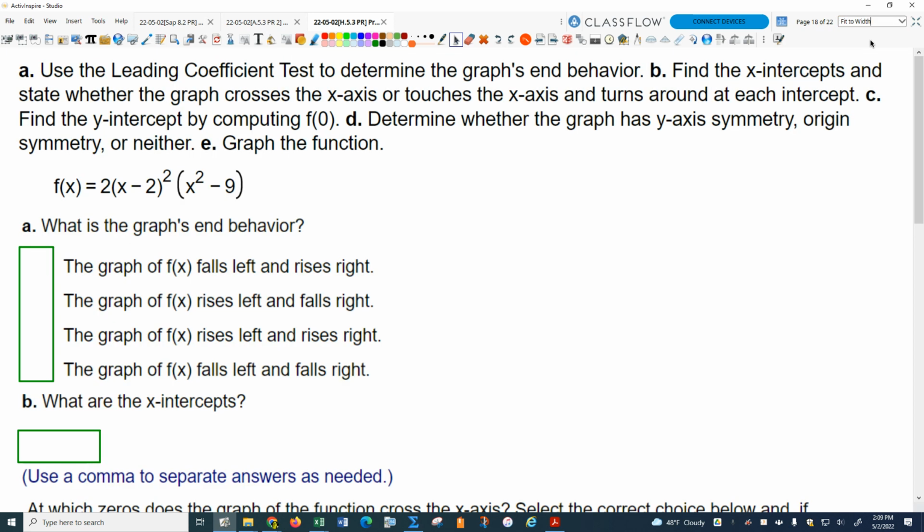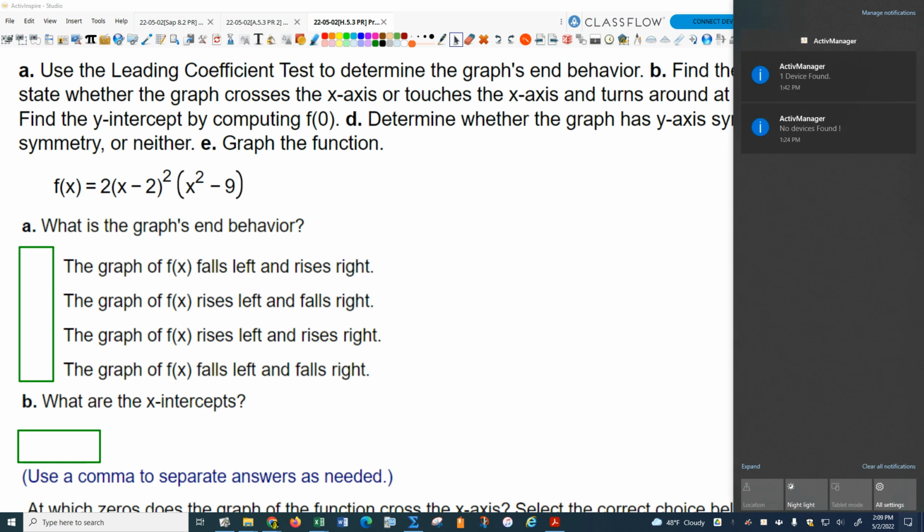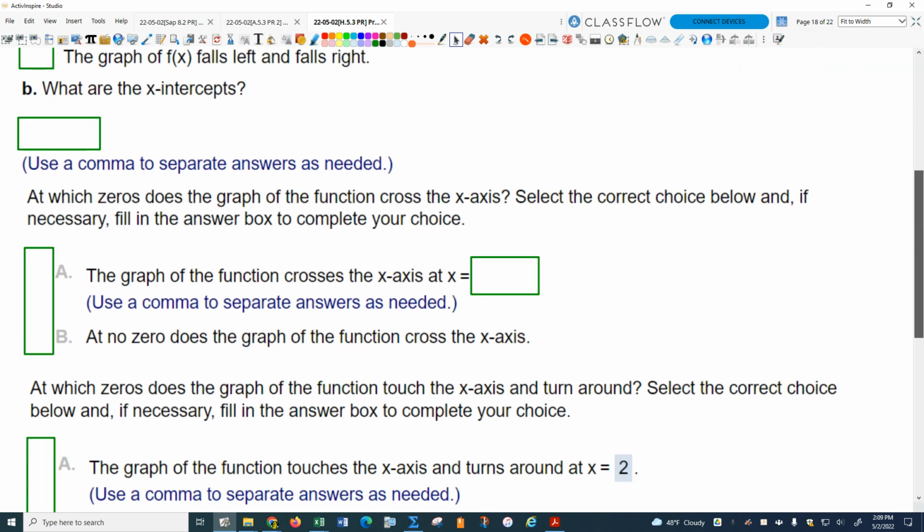Last time we were talking about, remember we talked about the zeros of polynomials. We talked about, I think, maybe turning points. I can't remember if that was last time or the time before. Let's see. I want to see what we got.